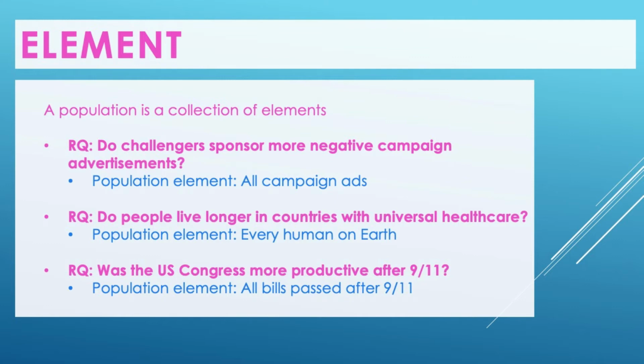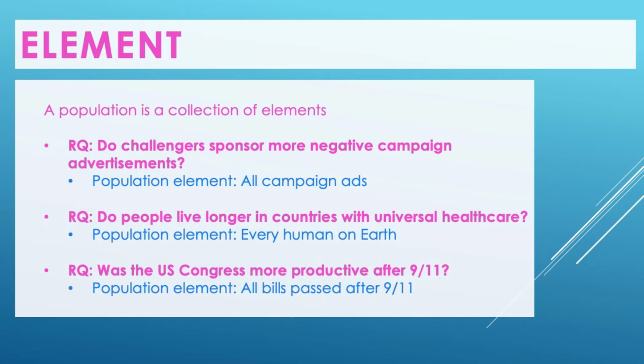Research question number 2: do people live longer in countries with universal health care? Here, the population element is every human being on Earth, because we are interested in determining whether people, the unit of analysis, and their longevity, that's the dependent variable, is impacted by whether or not they live in a country that has universal health care. So obviously this one is extraordinarily unrealistic to measure. There's no way we could conduct a survey that interviewed every single human on the face of the planet, right? So we definitely need sampling here.